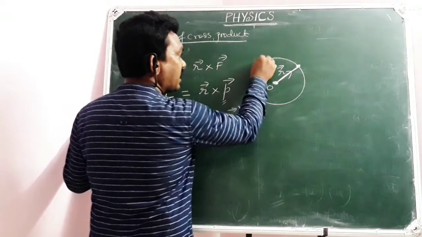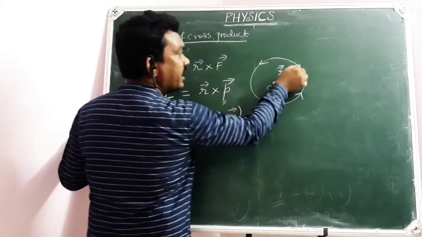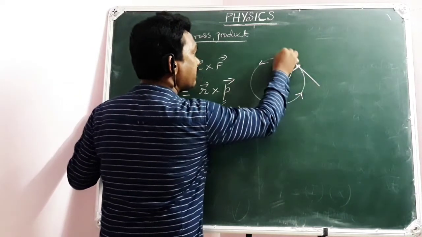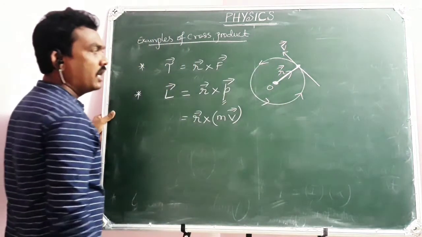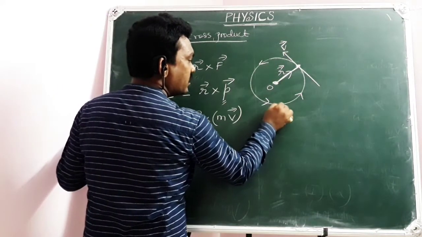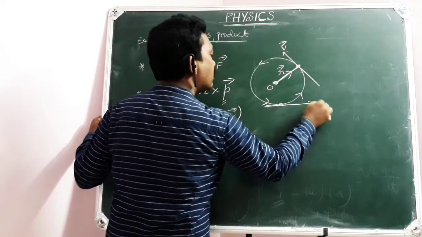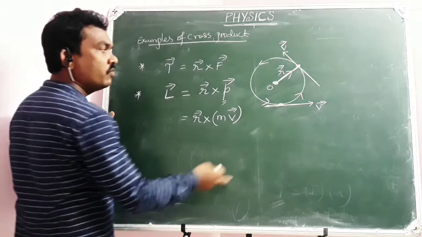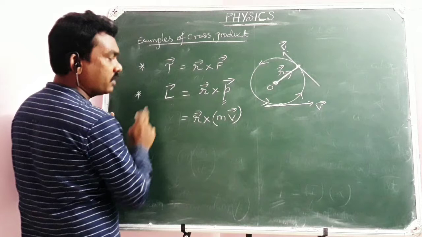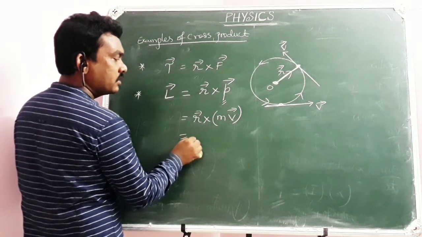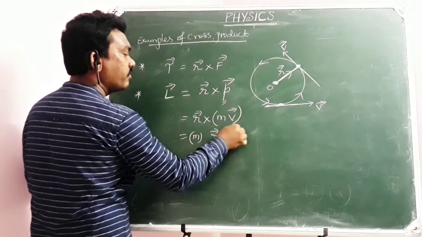V bar is velocity direction. When the particle is moving along a curved track, at any point the direction of the velocity vector is given by the tangential direction. At this point, if you wish to know the direction of the velocity vector, it is along the tangential direction. So M into V bar will give P bar, then R bar cross P bar will give angular momentum. Of course, you can write it as M, a constant scalar, R bar cross V bar.